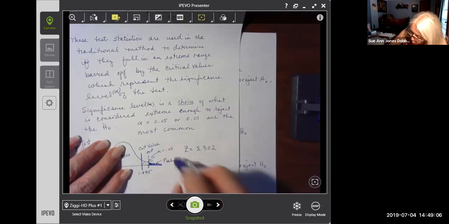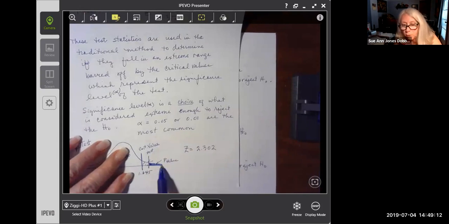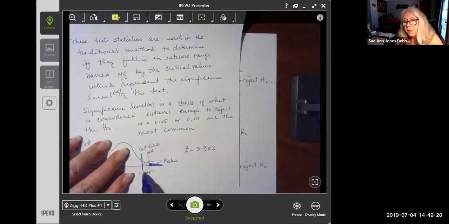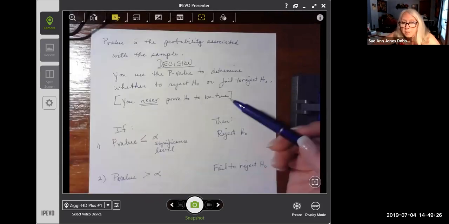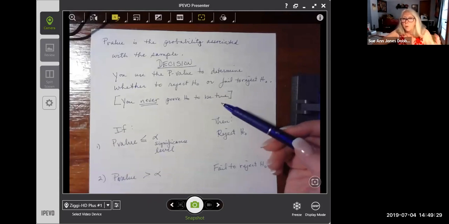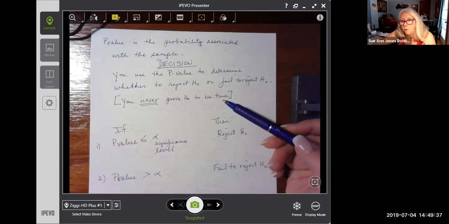So you can see in this picture that this area to the right of the test statistic is smaller than the alpha value, which was the whole area to the right of the critical value. And that is the basis of decision making in the p-value system. So your technology is going to give you this thing called a p-value. It's the probability associated with the sample data, and you're going to use it to decide whether to reject or fail to reject the null hypothesis. And incidentally, those are the only two decisions you can make. You will either reject the null or you'll fail to reject it.